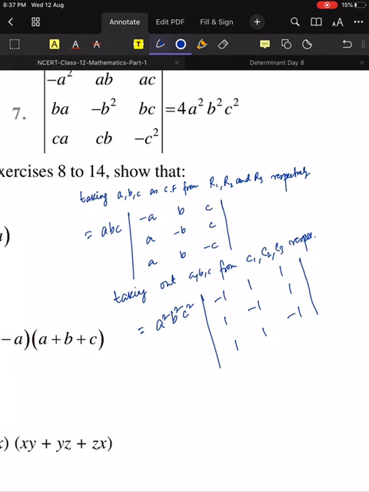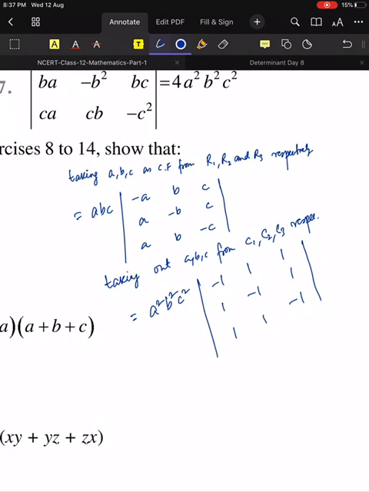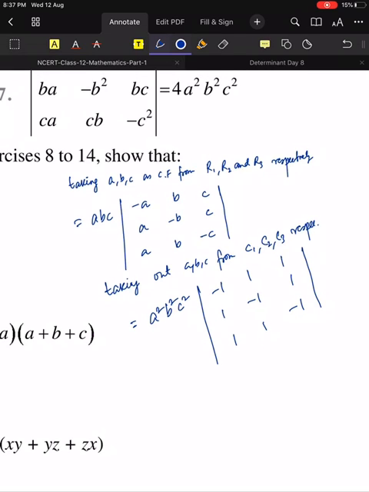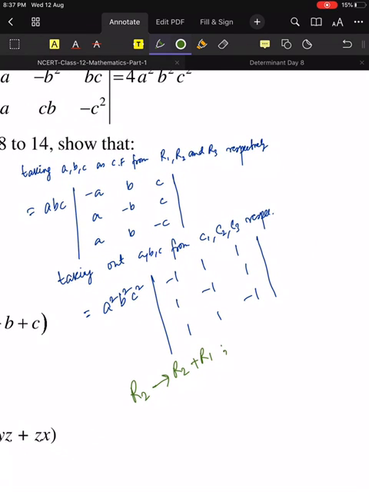So what will be my operation? R1 plus. Look here, I will keep my row 1 intact. Why will I keep my row 1 intact? Because it's negative. So what will I do? R2 implies R2 plus R1. Yes or no? And in the same step, I will do R3 implies R3 plus R1. Yes or no?